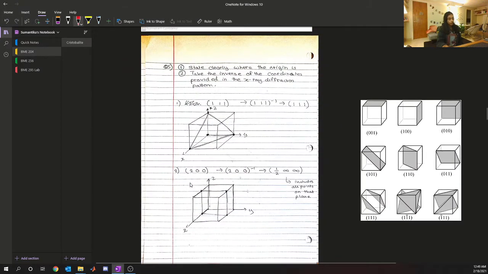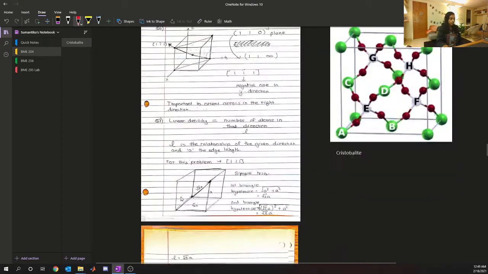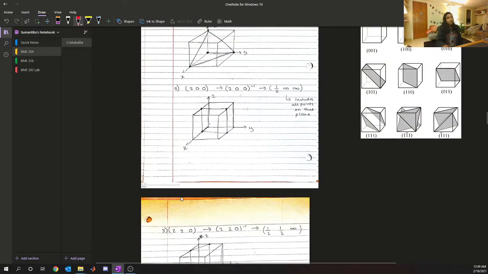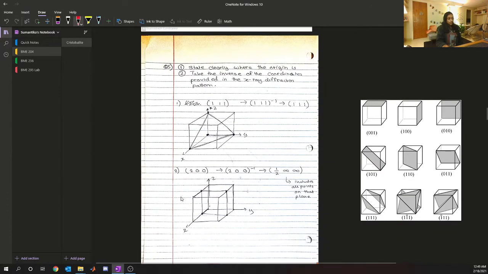Moving on, we have about 8 sets of Miller indices here. This is fairly simple if you don't forget to take the inverse of the plane indices that they give you. I ended up doing 16 cubes because I did not do the inverse the first time that I did it.